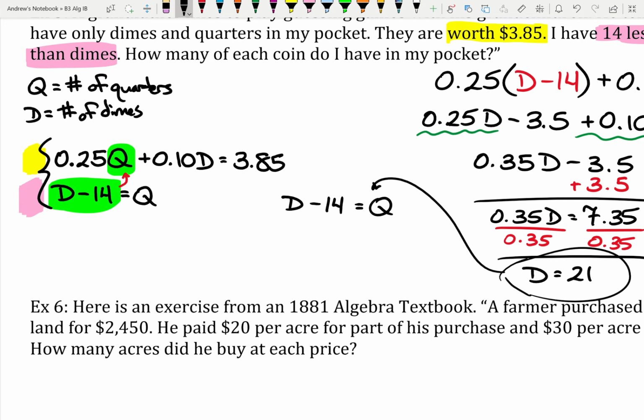It looks a whole heck of a lot easier than plugging it into that first equation there. So instead of D, we had 21. Plug that on in. 21 minus 14 is 7. So we had 7 quarters and 21 dimes, and that's it. That's all we got.